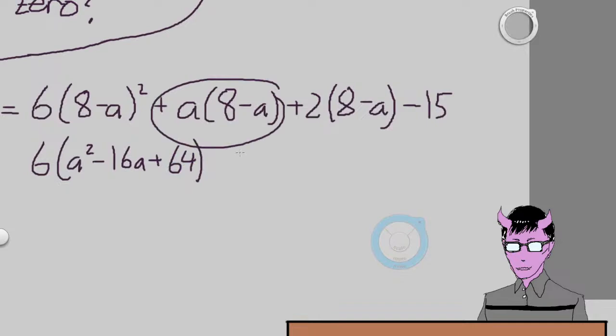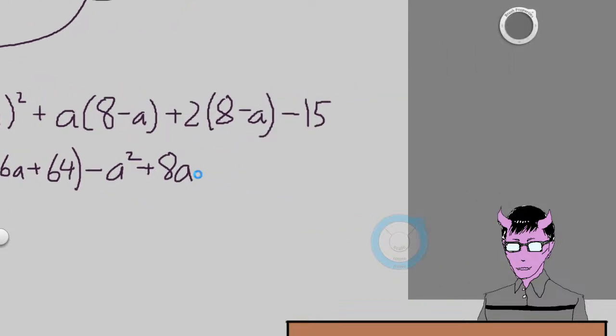So first distribution and then second distribution. I'm going to put this one in alphabetical order-ish, with the variable first, and then this one times this one. Greater degree first is what I like to do, what most people like to do. So distribute this one to this one, we get negative 2a. This one to that one, 16 minus 15.